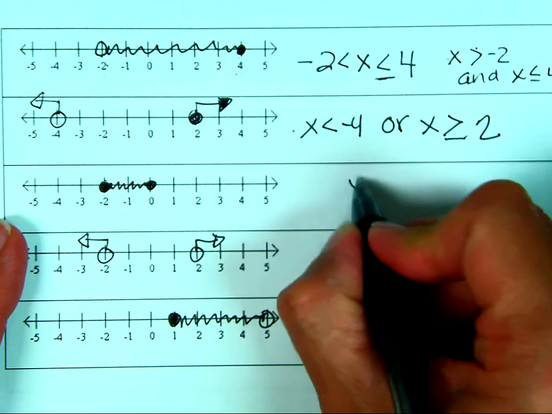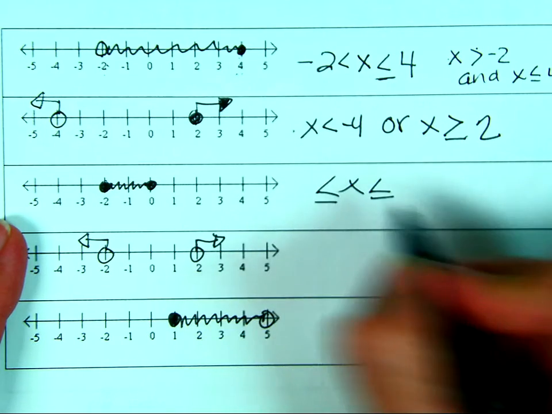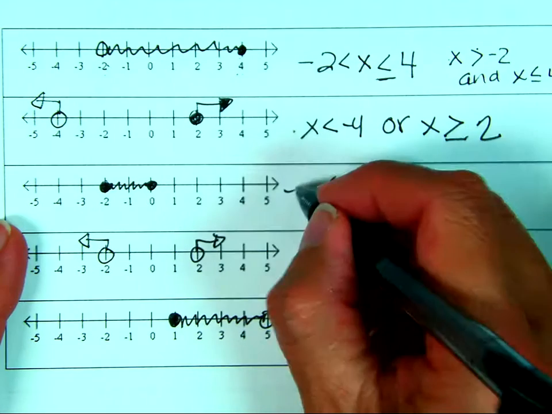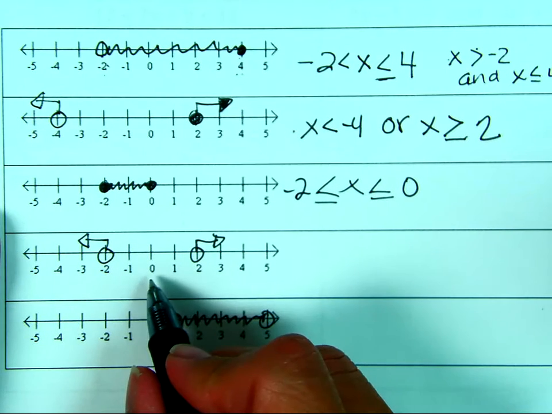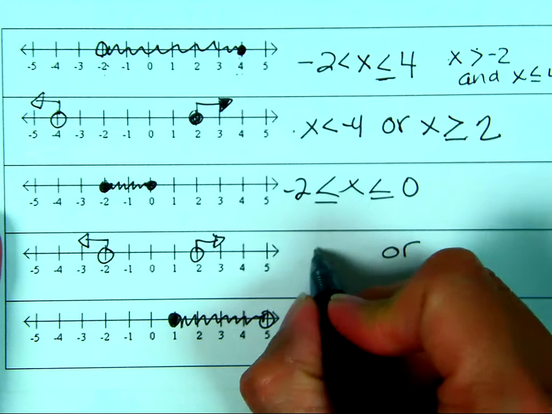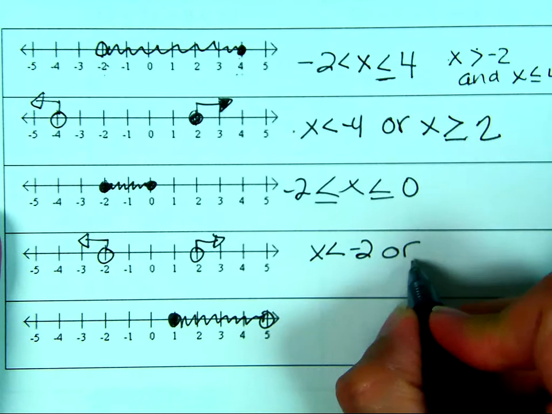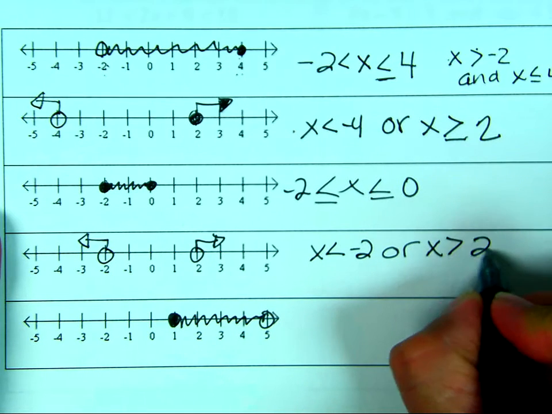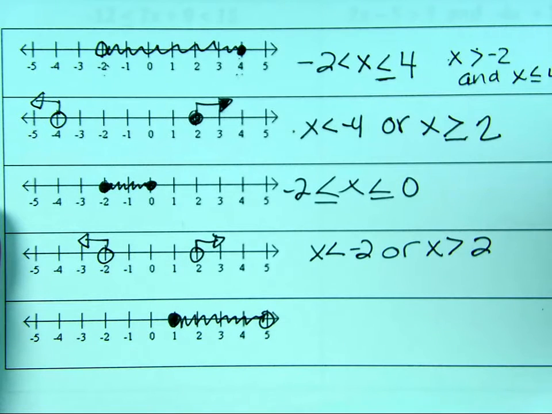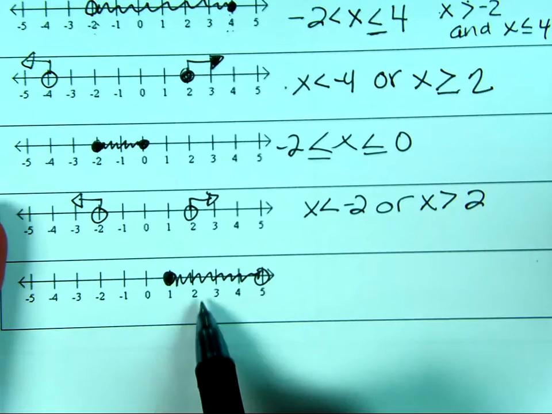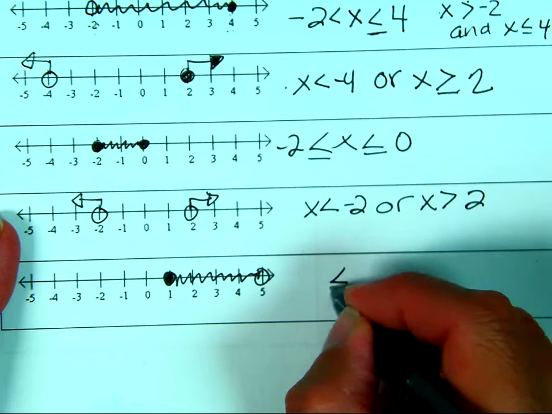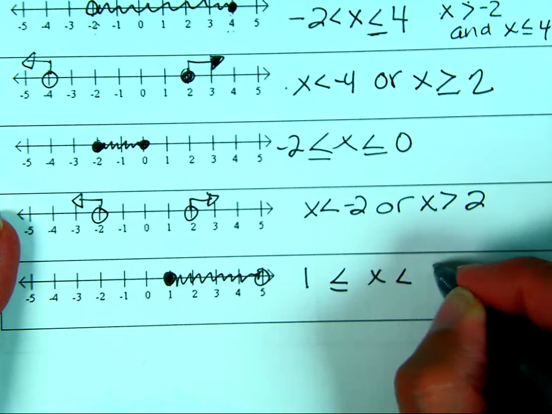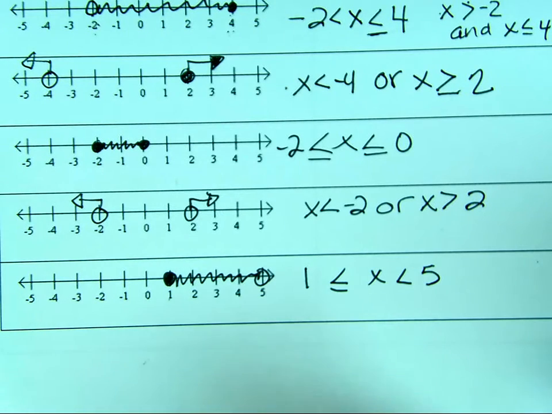Here we've got an and, so I'm just going to write it this way. We've got 2 closed circles, so I know it's less than or equal to, and everything between -2 and 0, including -2 and 0. This one is an or, so x is less than -2, or x is greater than 2. No equal signs, because they're both open circles. And finally, this little guy right here, x is between 1, including 1, and 5. So that's an and. So we're going to say 1 and 5. So that's how you write them if you see the graph.